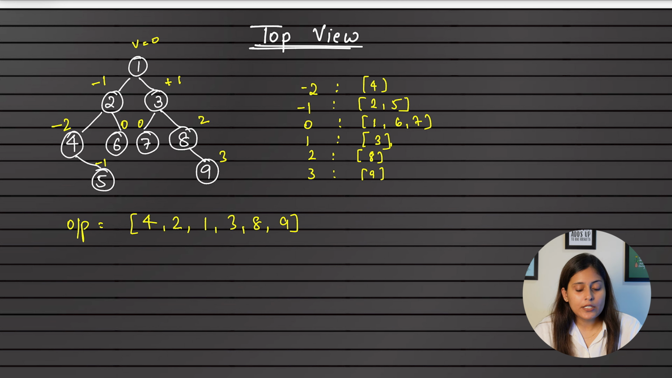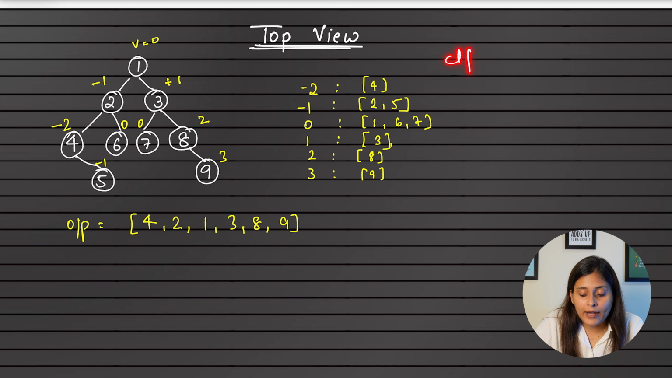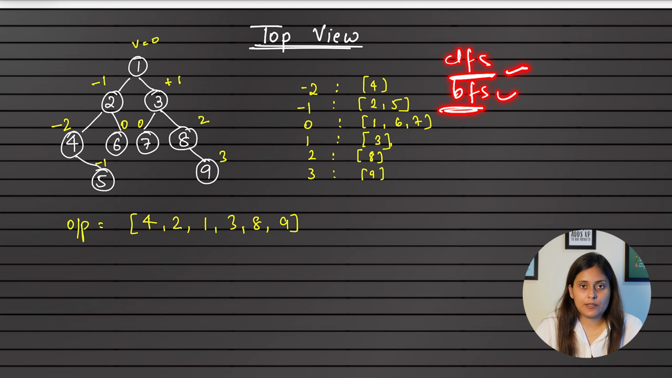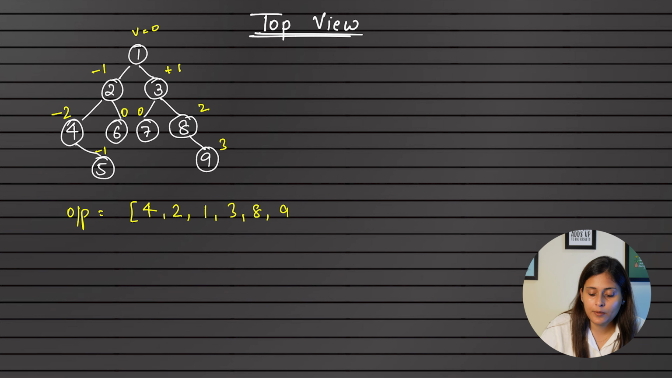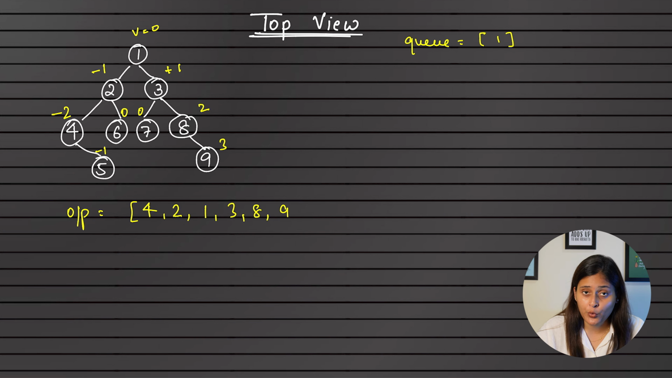Now the concern is how can we do it, via DFS or BFS? It is possible through both the ways. So let's see via BFS first, and then we'll see via DFS. What we have learned in breadth first search is that first we'll make a Q data structure, correct, and in Q first we'll insert the node.